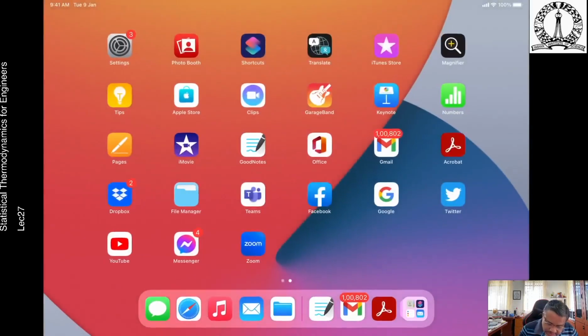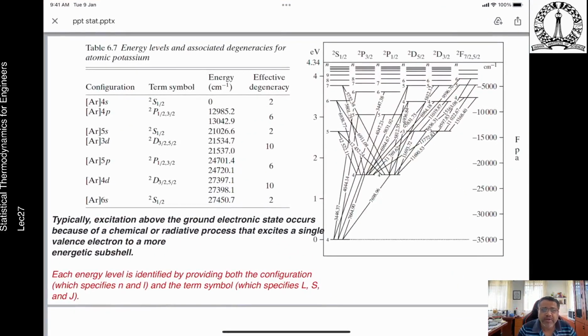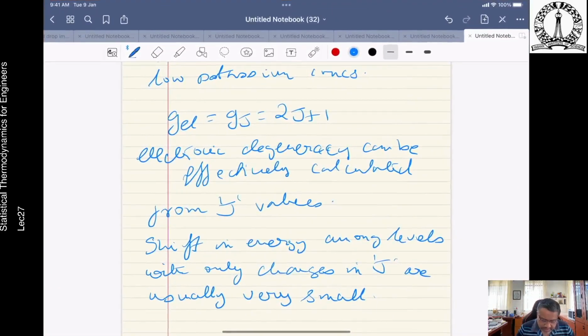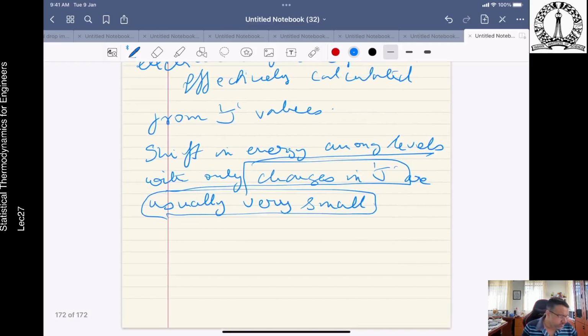If you don't recall this, let's go back to the diagram. As you can see over here, look at the doublet states P1/2 and P3/2, or look at D3/2 and D5/2. The change in energy is very, very low. For example, it's 3 in the case of D3/2 and D5/2. So the shift in energy among levels with only changes in J is usually very, very small.